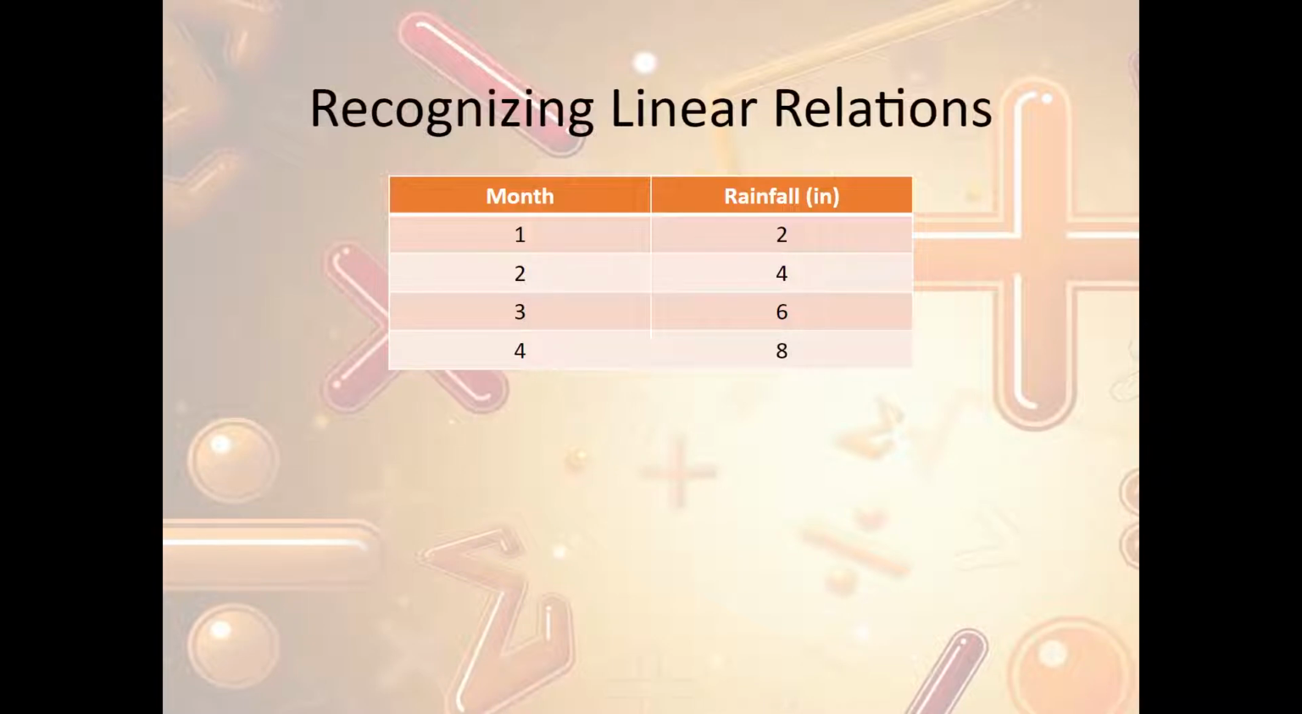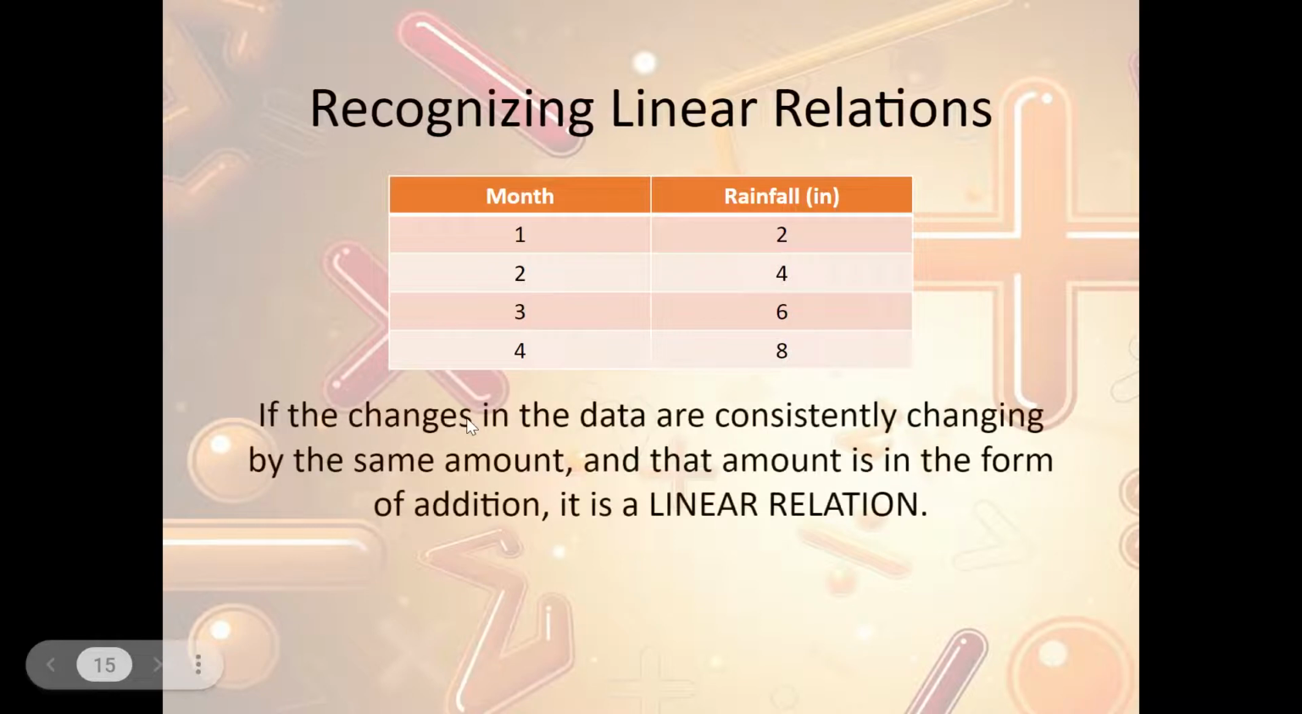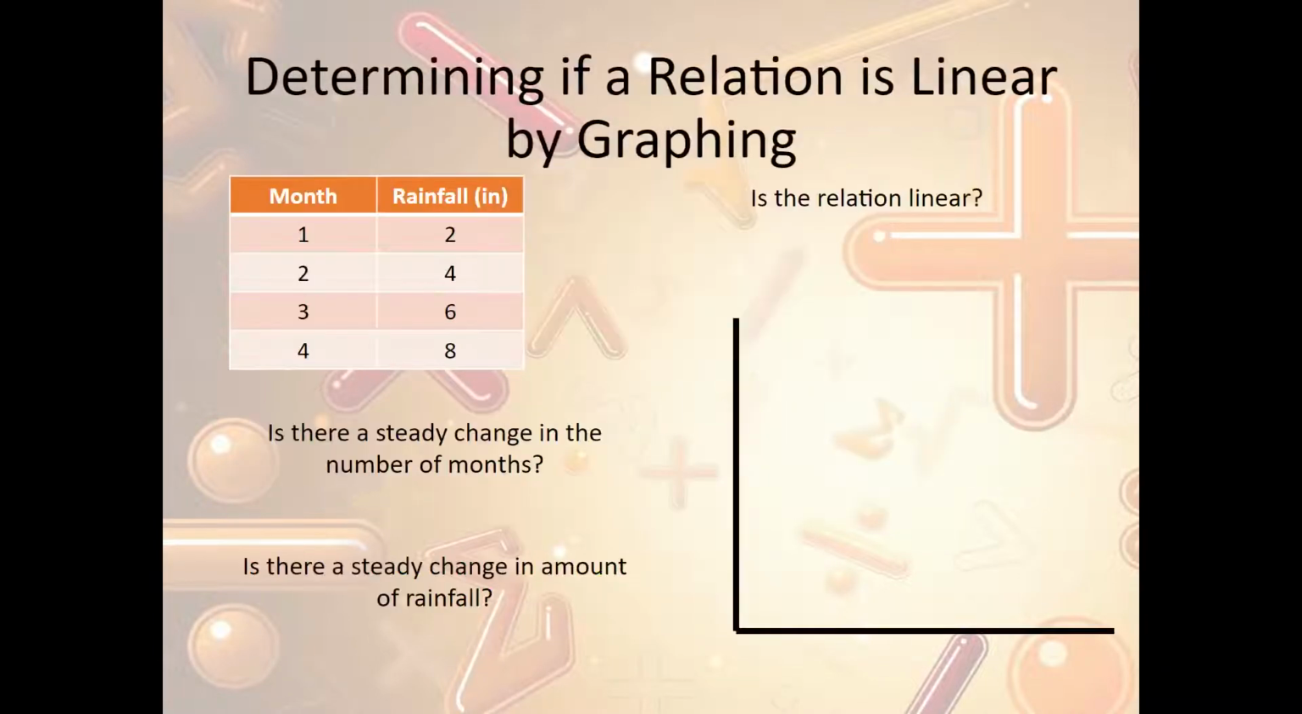That's what we can say based on the pattern we see from the table. Now from that, can we tell if these patterns are linear or not? Well, if the changes in the data are consistently changing by the same amount, and that amount is in the form of addition, it is a linear relation. So let's take a look at the table. So we have our months, and we look and see that there is a steady change. We're adding by 1 month each time. And in rainfall, we can see that we have a consistent change also. We are adding by 2 inches each month.